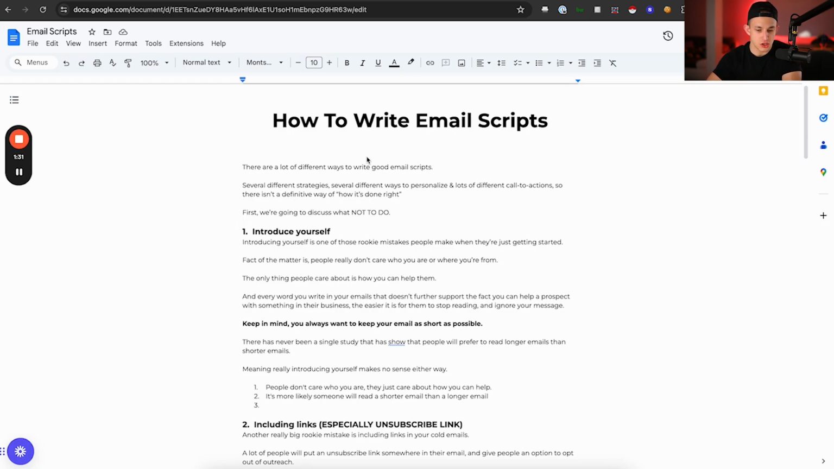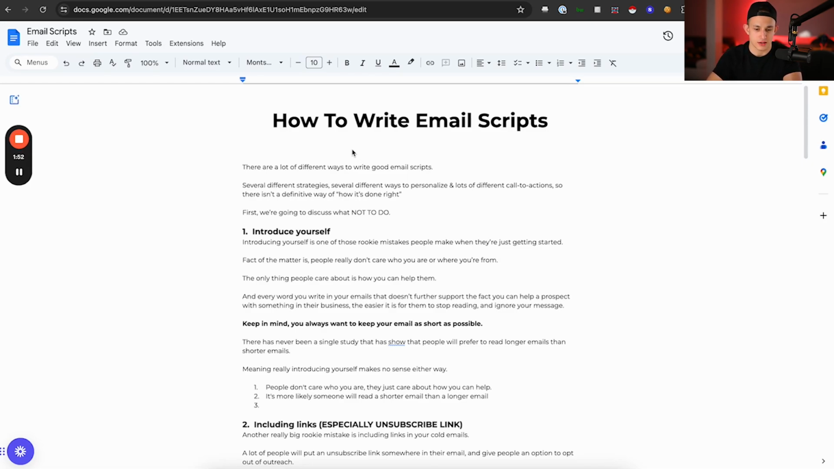And the first one is introducing yourself. Introducing yourself is one of those rookie mistakes people make when they're just getting started. And it's just one of those things that's common sense. People think that if they introduce themselves, it creates a human connection. But in reality, people don't care about who you are or where you're from. They just care about how you can help them.